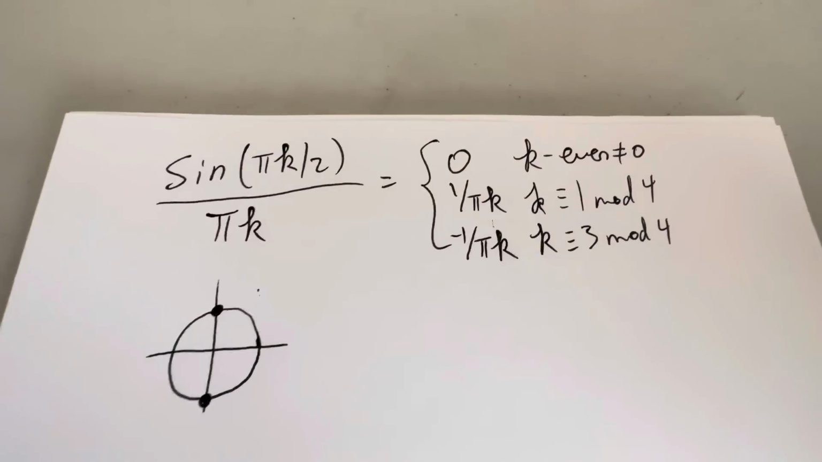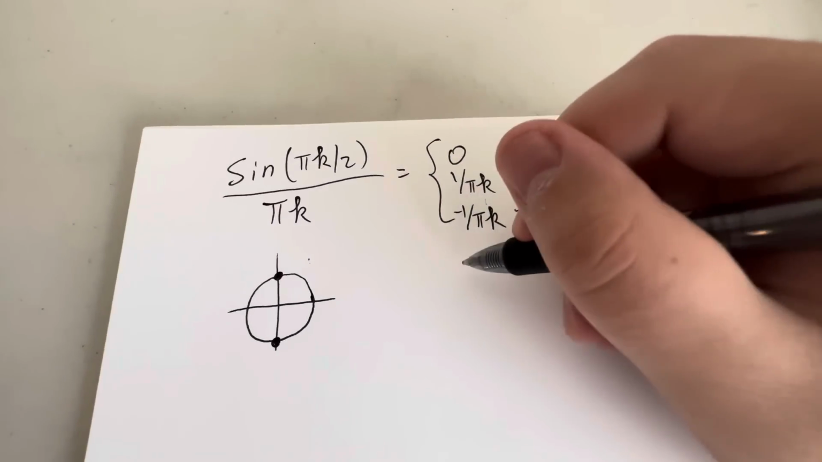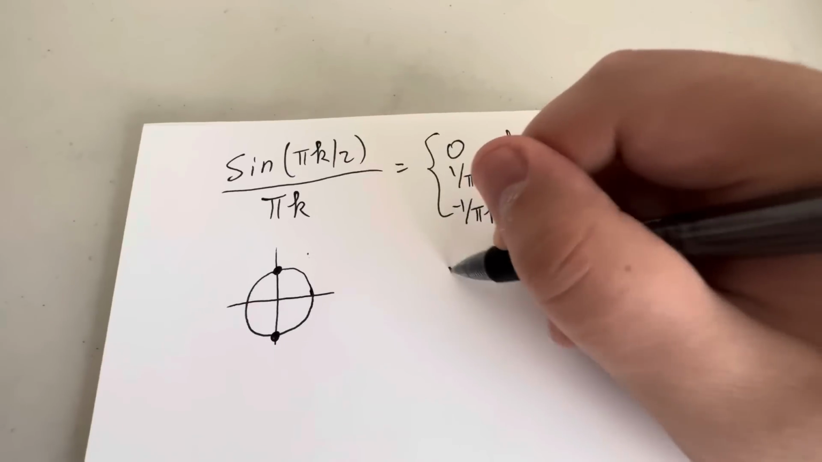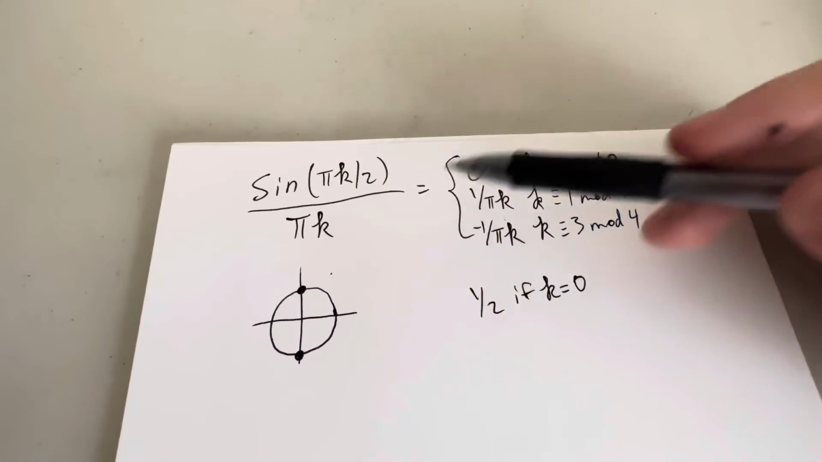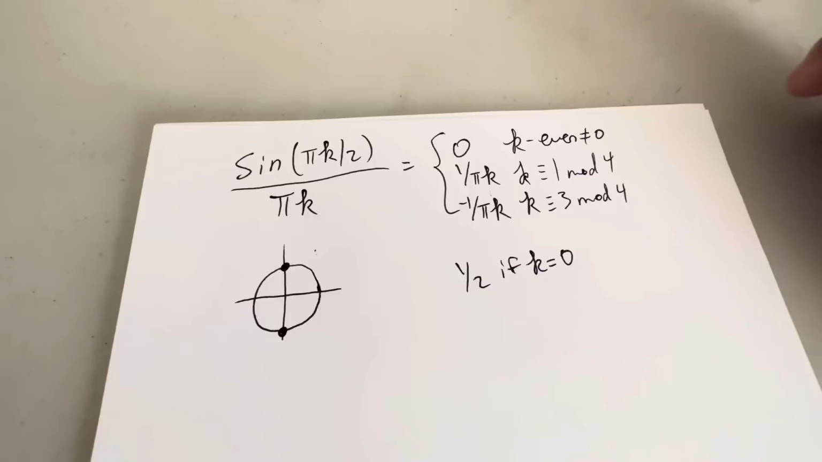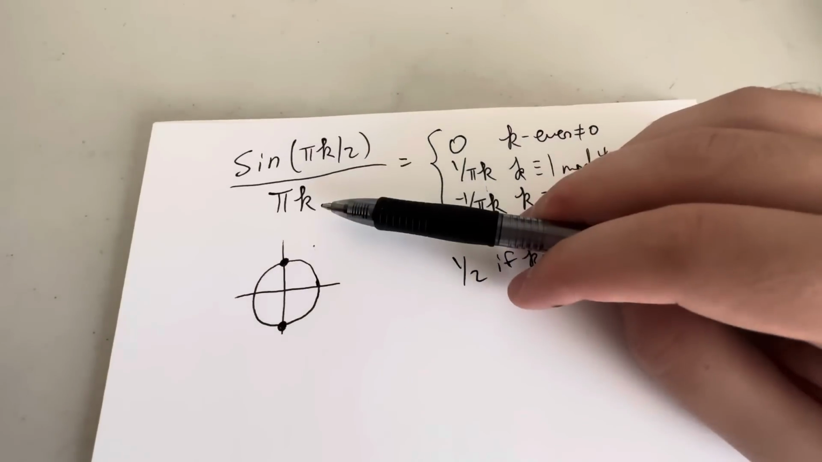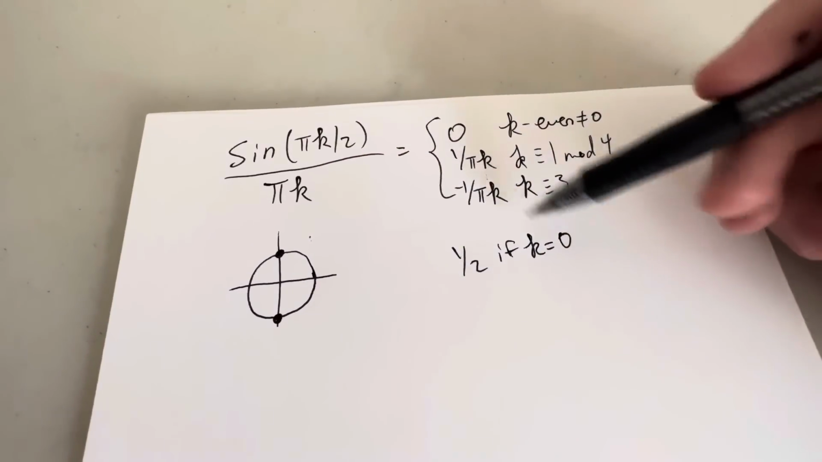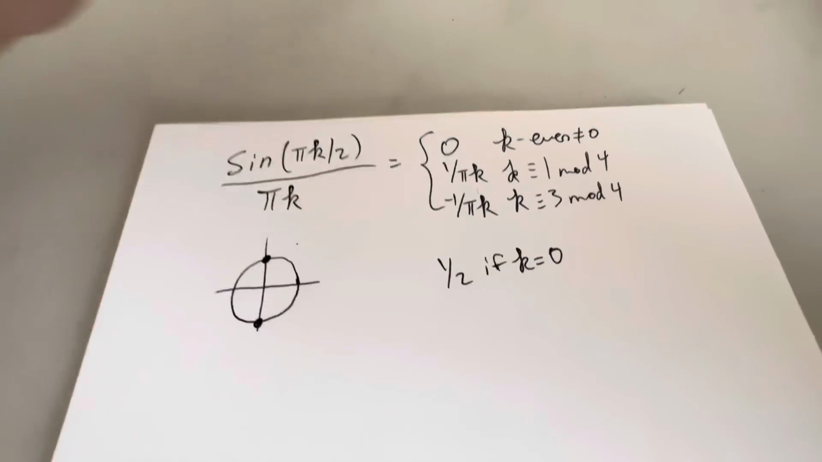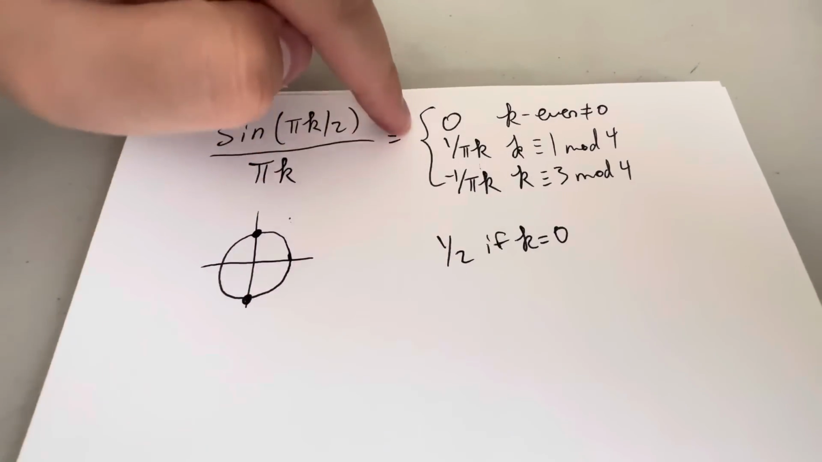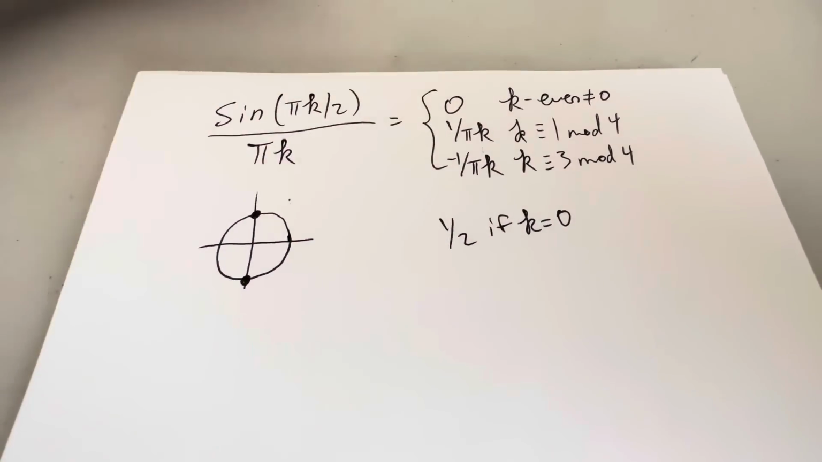And also 1/2, so I guess we'll write it here. 1/2 if k is equal to 0. Obviously you can't plug in 0 here for k, because then you'll have division by 0. But the limit exists. We already calculated that it's equal to 1/2 if k is equal to 0 on the previous page. But I wanted to list it here just so that all of the Fourier coefficients are taken care of.